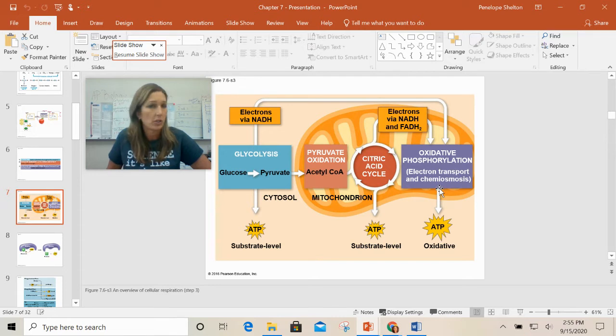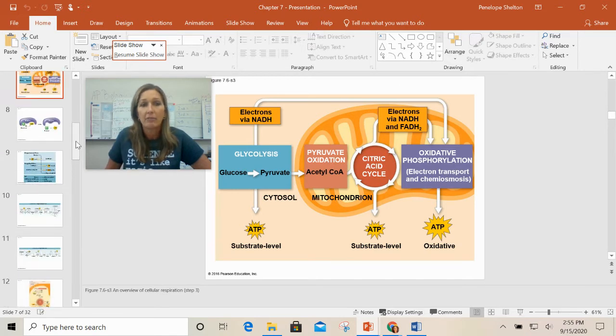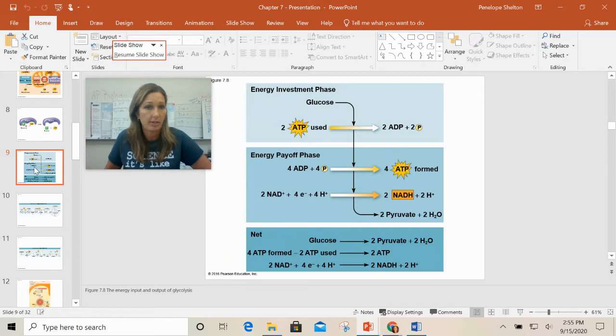Oxidative phosphorylation does not have free enzymes in solution. It actually has embedded protein of ATP synthase in the inner membrane of the mitochondria. And we'll talk about that when we get there. First, though, let's talk about glycolysis.